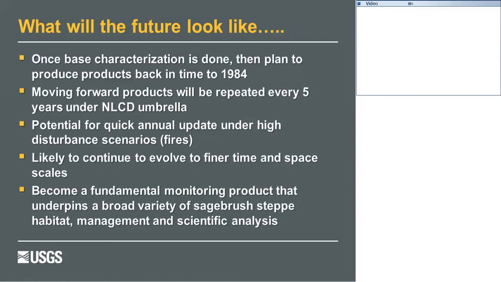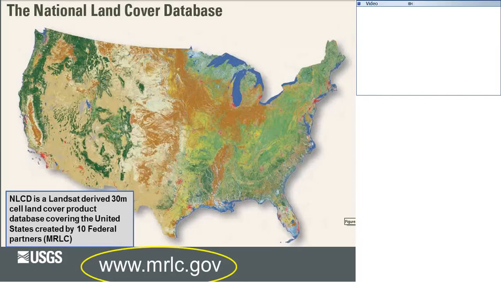As this can work among scales, we anticipate it evolves to not only finer time scales, but it can be done at finer space scales with sort of a hotspot approach, and we are looking for this to become a fundamental monitoring product that works in a lot of arenas and for a lot of agencies that need these sorts of things. With the National Land Cover Database, we've had a lot of success in just developing a repeatable product and are amazed by how much these things really get used once you establish that. That's all I have to say.